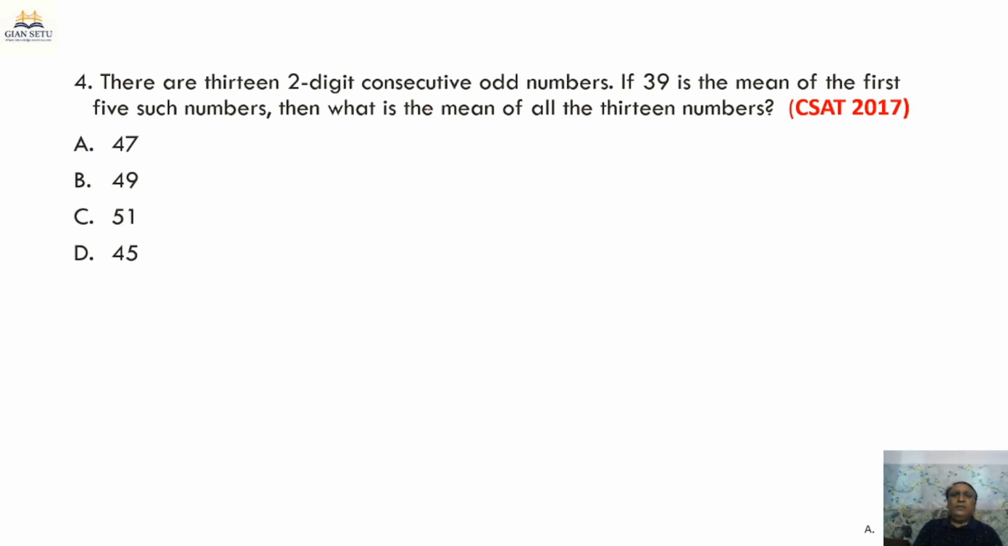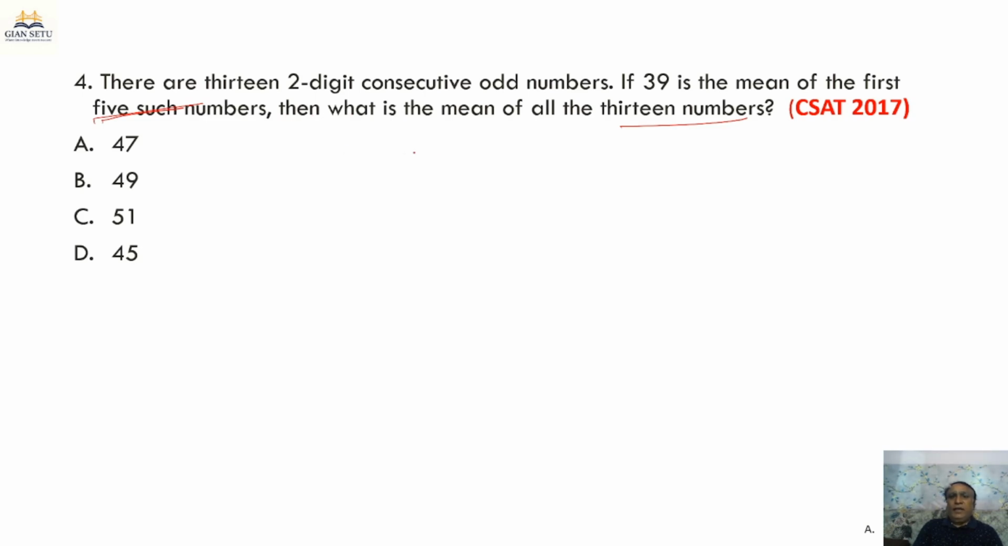There are 13 two-digit consecutive odd numbers. If 39 is the mean of the first 5 such numbers, then what is the mean of all the 13 numbers? So in the question we are given the mean of first 5 such numbers, and we are required to find the mean of the 13 numbers. So to solve this question, we are using a concept here.